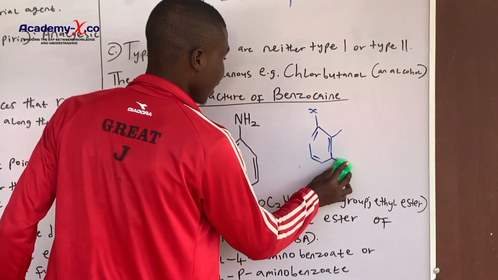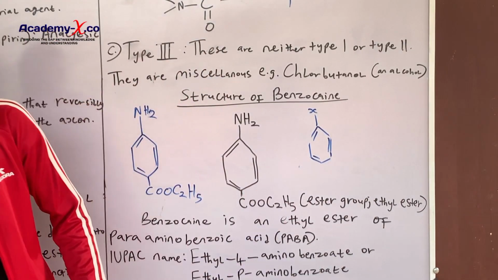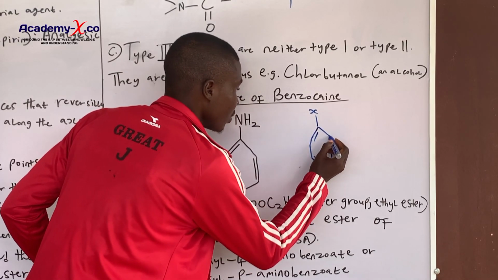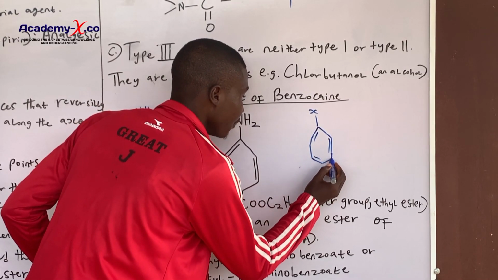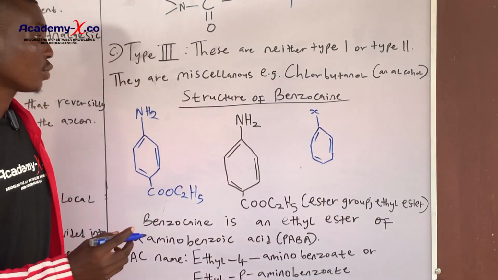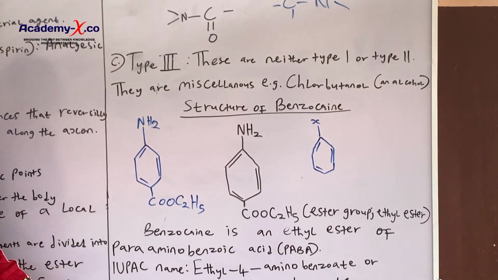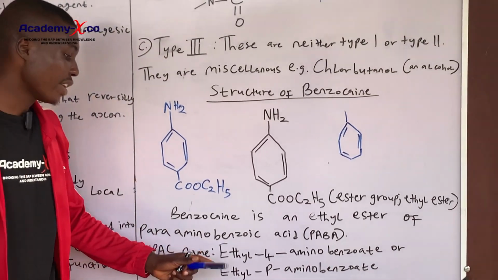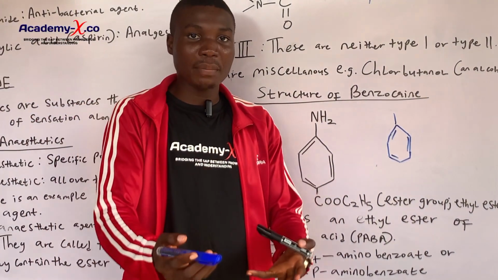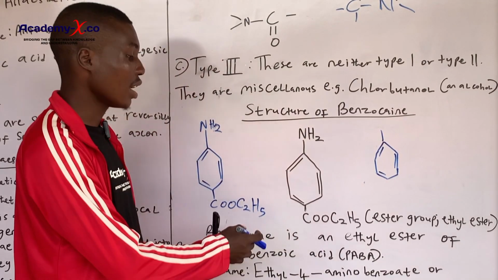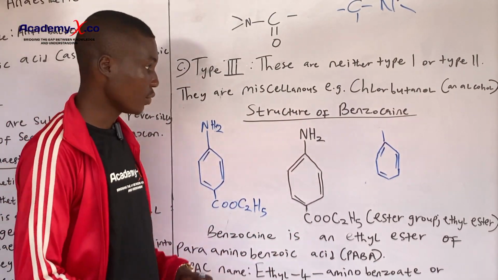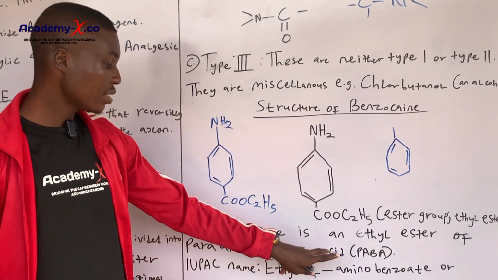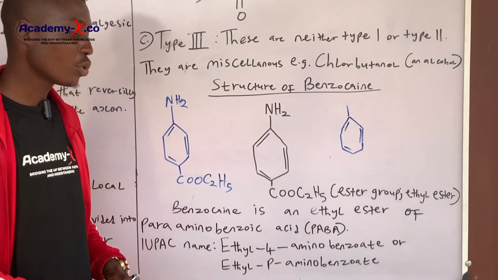Details are already being captured in other videos you are watching in this course, but I had to just draw your attention to it so that you can grasp or gain full understanding of what we're looking at today. So we say benzocaine is an ethyl ester of para-amino benzoic acid. So let us draw para-amino benzoic acid and show how the ethyl ester of it is what we refer to as benzocaine.